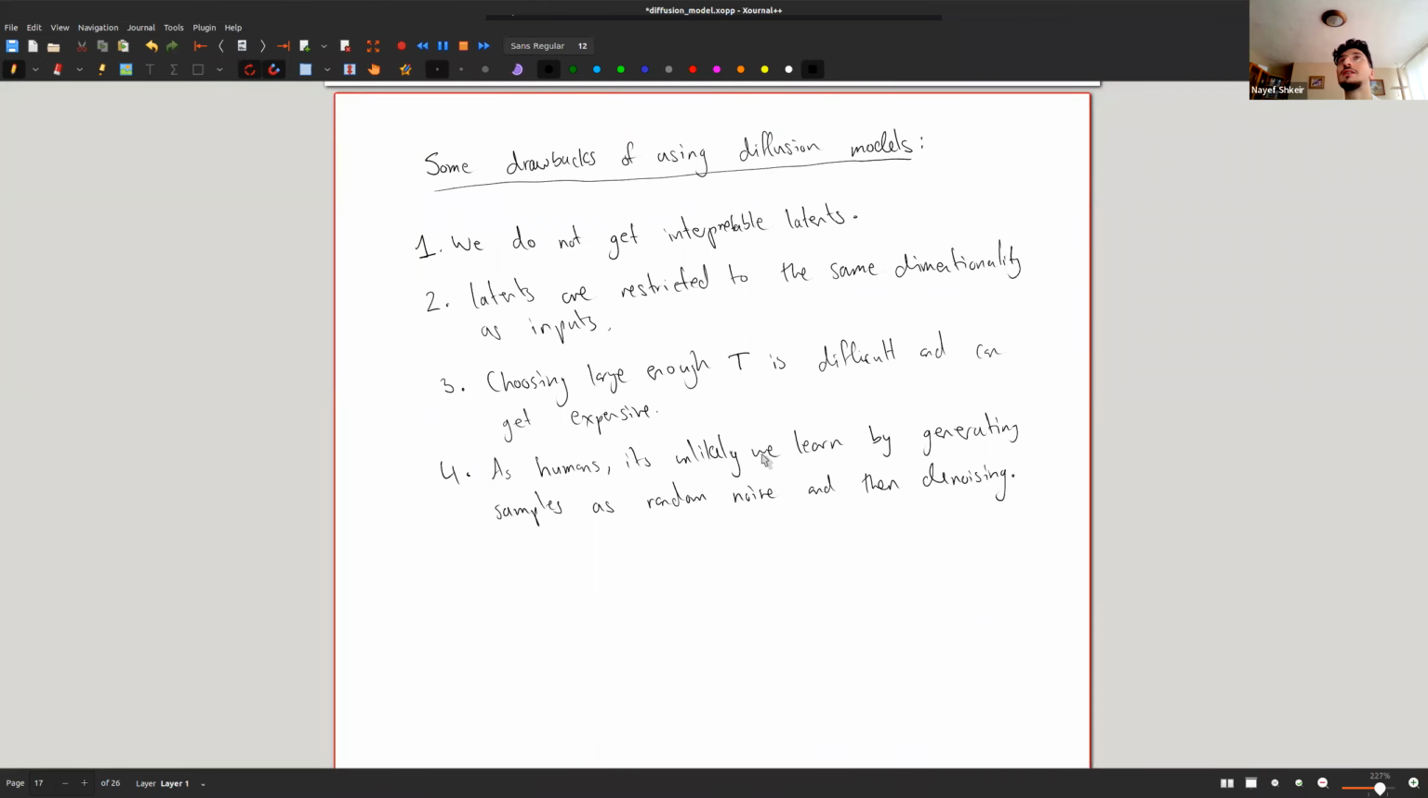The latent is also restricted to the same dimensionality as the inputs, which can be a problem, especially if you want to do image compression or compression problems. Another important part is that choosing T large enough is difficult and can get expensive, because if you don't choose your T large enough, you're not going to be at isotropic Gaussian noise at the end, right? So you need to choose it such that you do end up at isotropic Gaussian or close enough to an isotropic Gaussian distribution.